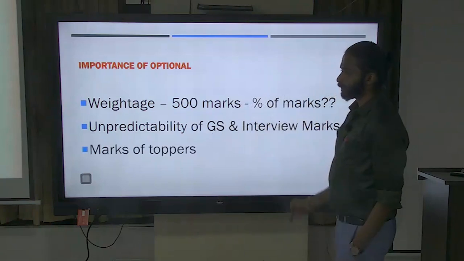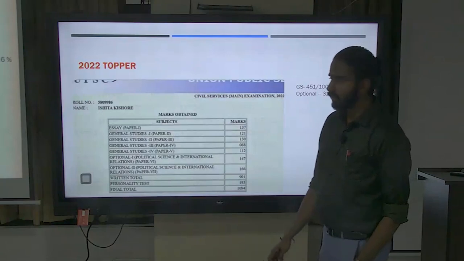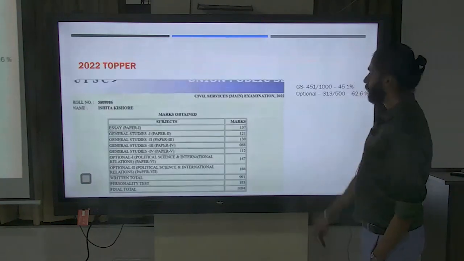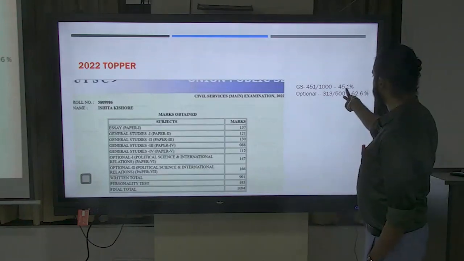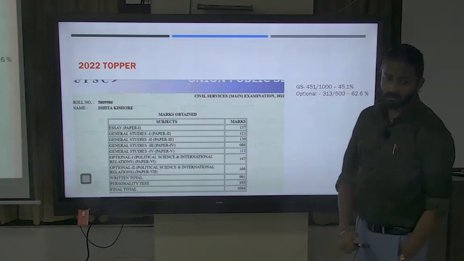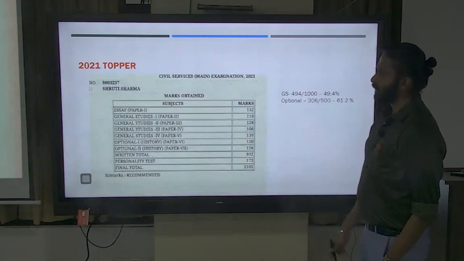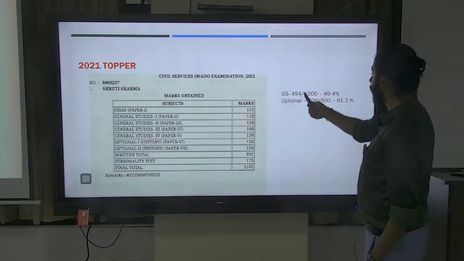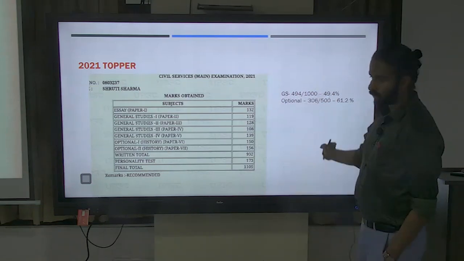And then we'll quickly go to this year's topper, Ishita Kishore. In GS, she scored 450. Optional, 313. That means GS 45% and optional 62%. I'll quickly show this. Last year's topper was Shruti Sharma. This is the highest score of all the toppers of the last 5-6 years. GS, she scored 494, 49.5%, optional 306.